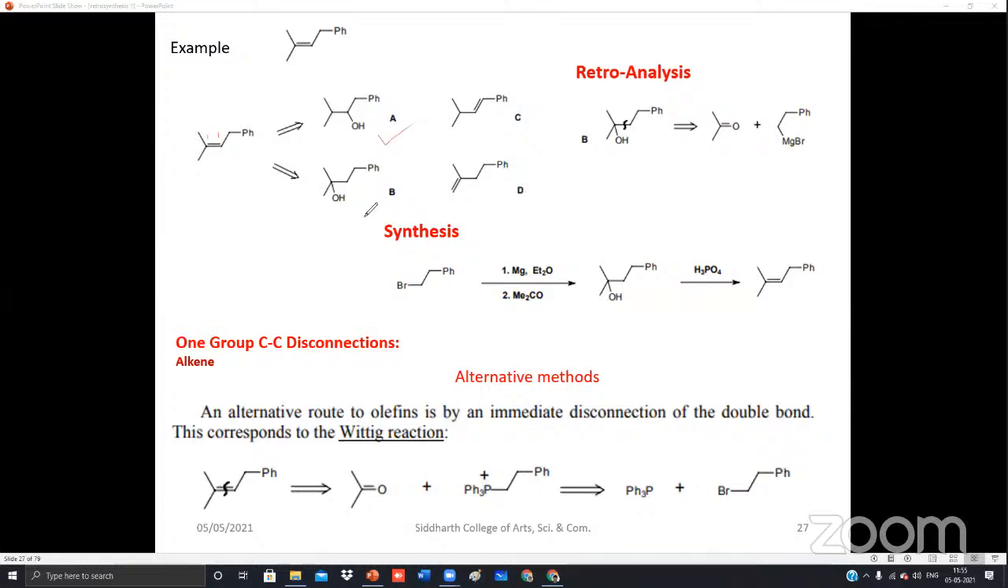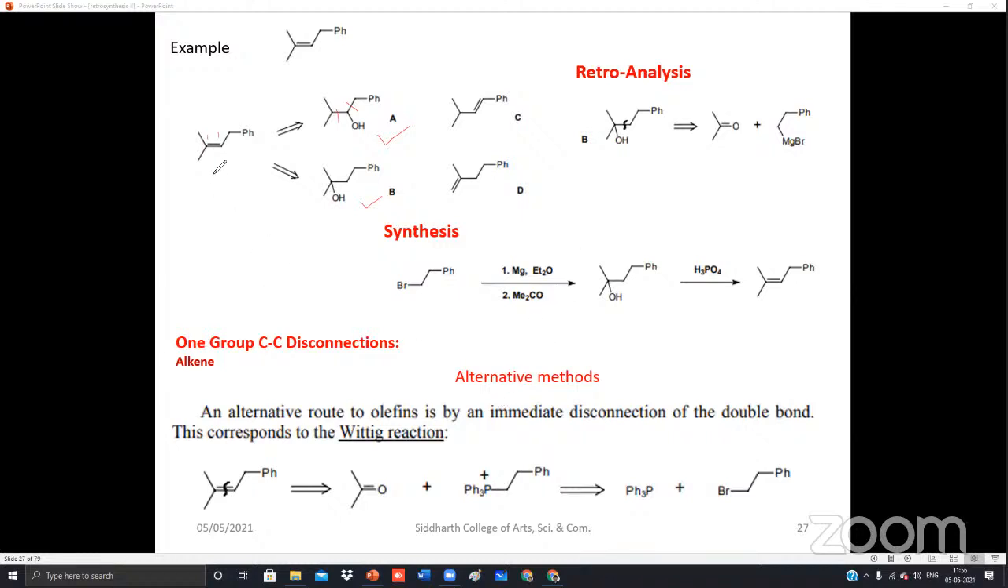So you will have both possibilities, and according to the availability of the starting material, you can choose which one you want. Suppose we have selected A, added OH over here, then we will do the disconnections over here or here, and accordingly we can do the synthesis. This type of synthesis we have already discussed.